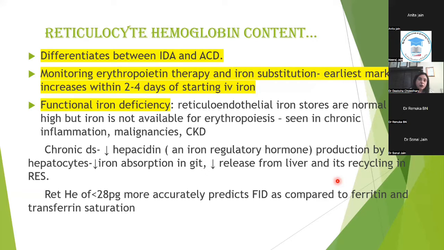Now, reticulocyte hemoglobin content tells us something about functional iron deficiency also. Now, what is this functional iron deficiency? This is seen in cases of chronic inflammations, malignancies, chronic kidney diseases, where the reticuloendothelial iron stores are normal or high, but the iron is not available for erythropoiesis. What happens in these conditions is that there is a change in hepcidin, which is an iron regulatory hormone. Hepcidin leads to decreased iron absorption from the GI tract, decreased release from the liver, and its recycling in the RES. So RET-HE of less than 28 picogram more accurately predicts functional iron deficiency as compared to ferritin and transferrin saturation.